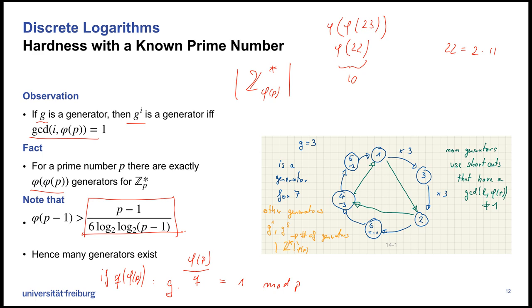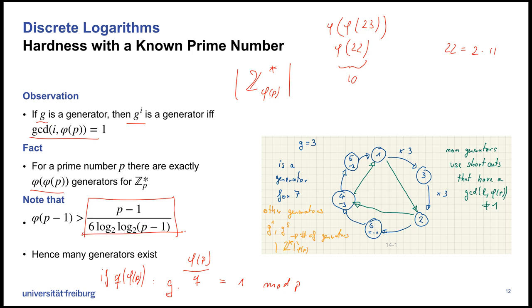Unfortunately, prime factorization is hard. That's the whole idea of RSA. But we can build prime numbers p where p minus 1 has a big prime factor. So we can actually make them easy to be found.